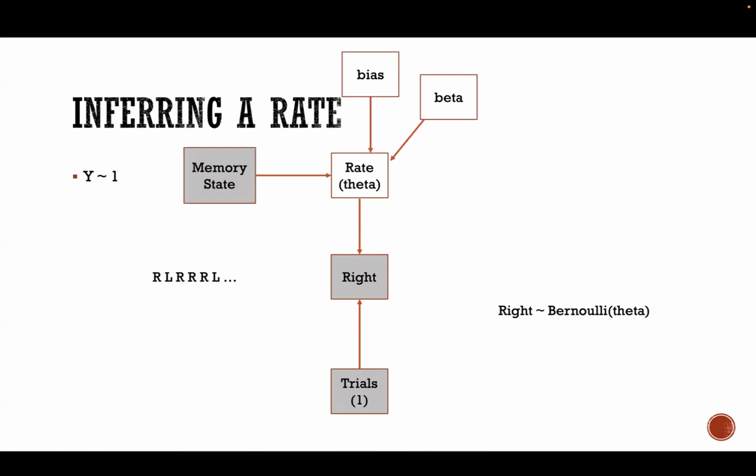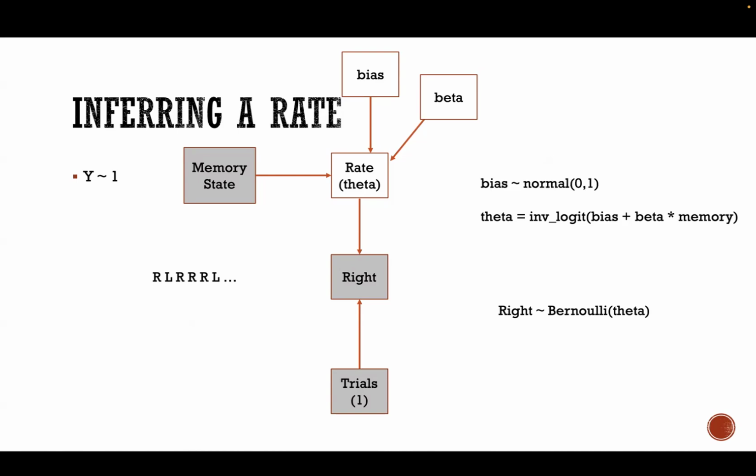We could say that memory is externally given, is observed, because we can observe the cumulative rate of picking right. So we put it as a dark gray box going in with an arrow. Then we have two new parameters, the bias and the beta, which are what we want to estimate from the data. We specify on the right our equation: theta, which is a rate between 0 and 1, is going to be the inverse logit of bias plus beta times memory.